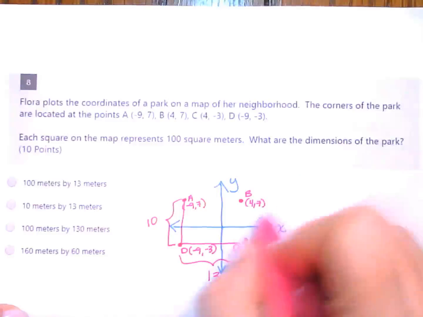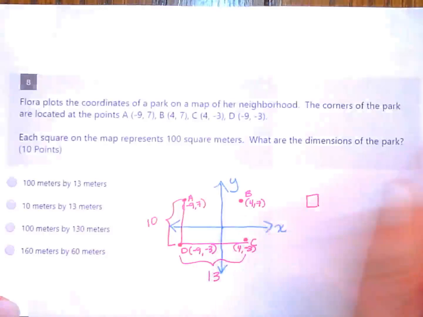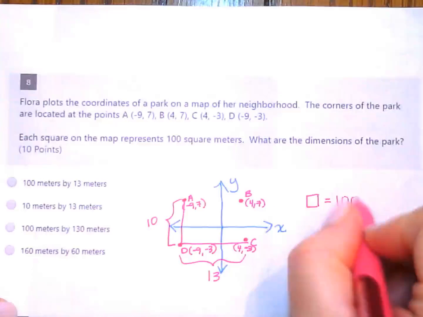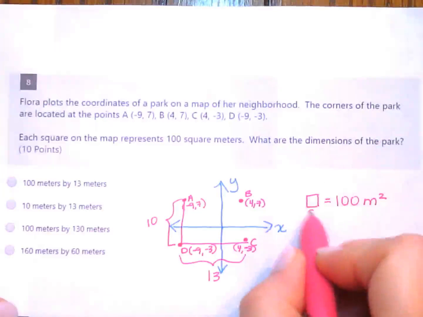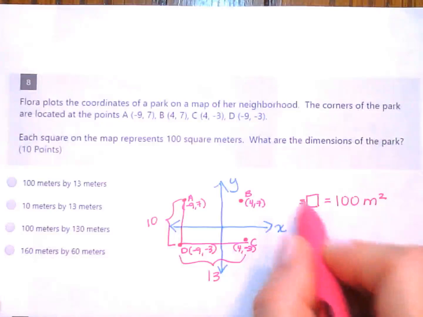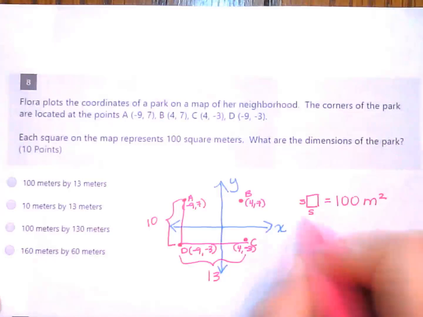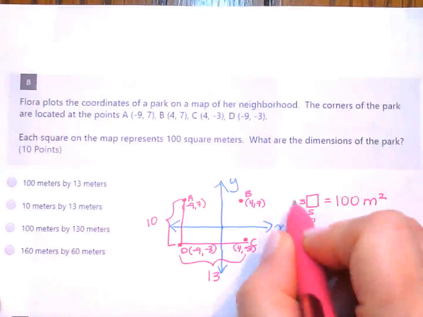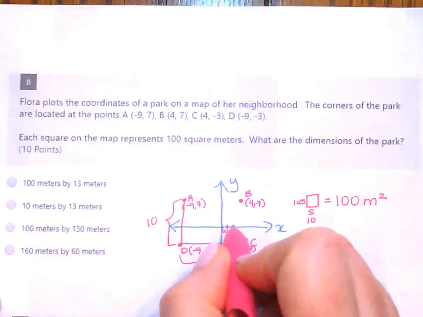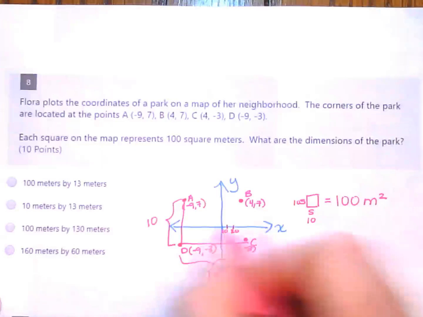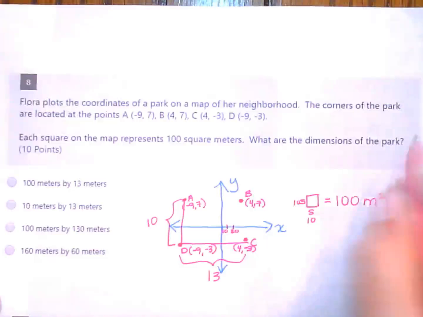So here's the deal. Each square in this little grid represents 100 meters squared. Okay? Well, if it's a square, we know that the sides have to be the same. And what number can I multiply times itself to get 100? It's 10. So each side here must be 10. And if you're looking at that on the grid, that means if we're going over 1, it actually equates to 10 meters instead of one space. So each space on my grid represents 10 meters.